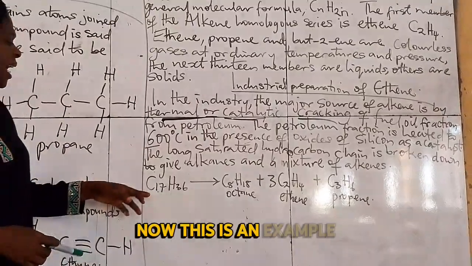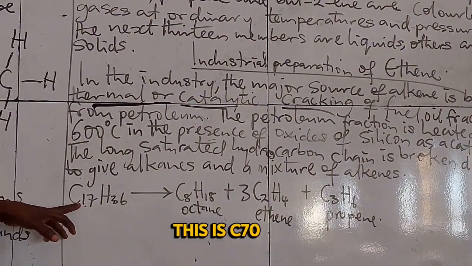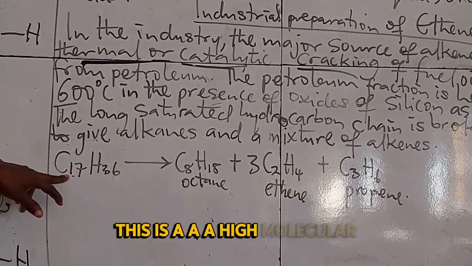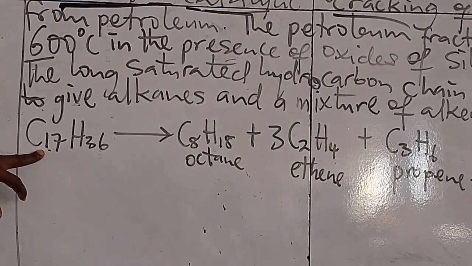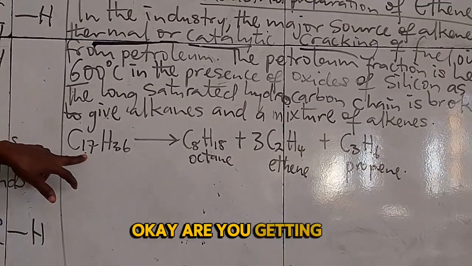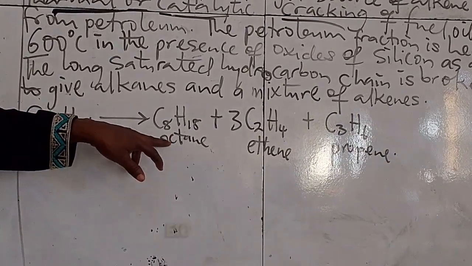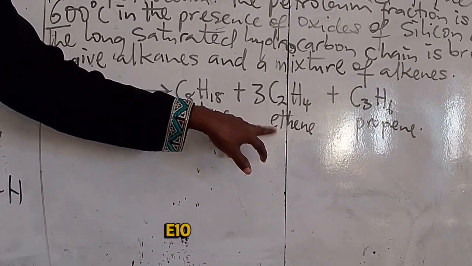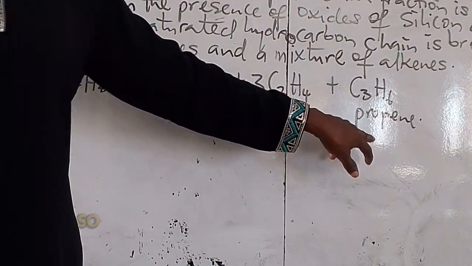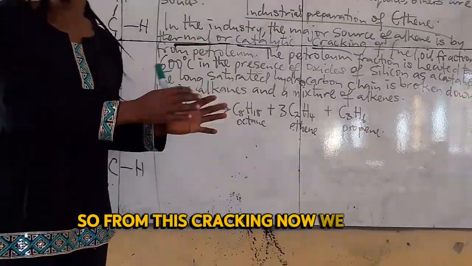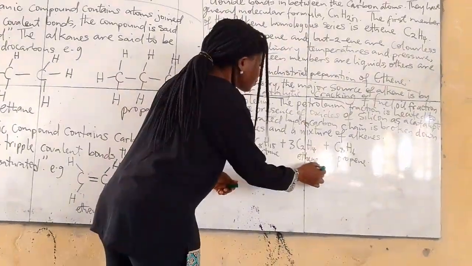Now this is an example. This is C70, a high molecular alkane. Are you getting it? Now it is being broken down into octane, ethene, and propene. So from this cracking, we have gotten ethene.